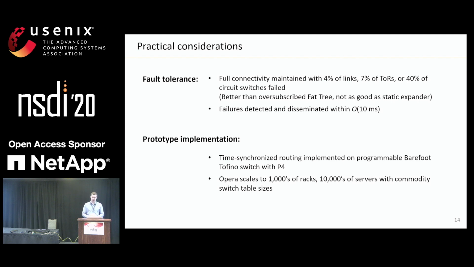We also looked at implementing Opera's forwarding and routing protocols on commodity programmable packet switch hardware with P4. And this showed that Opera can scale to thousands of racks, tens of thousands of servers when constrained to the table sizes in commodity switches.